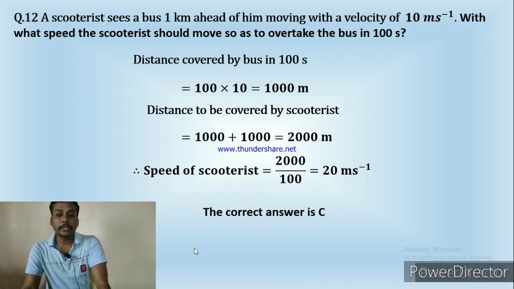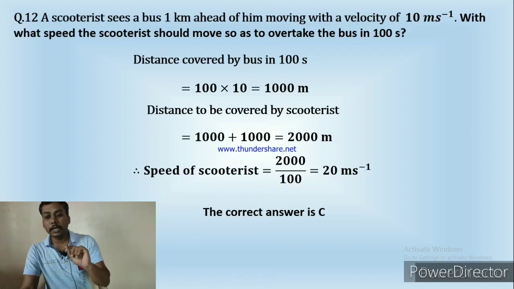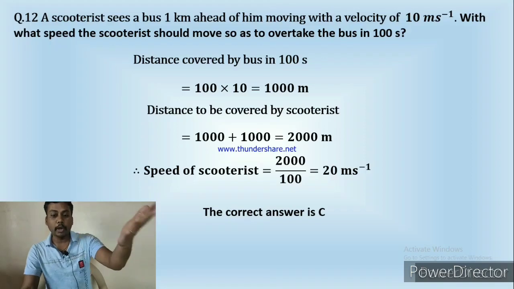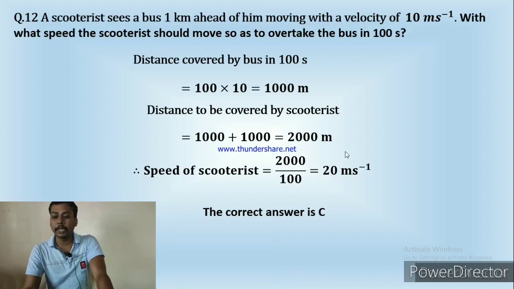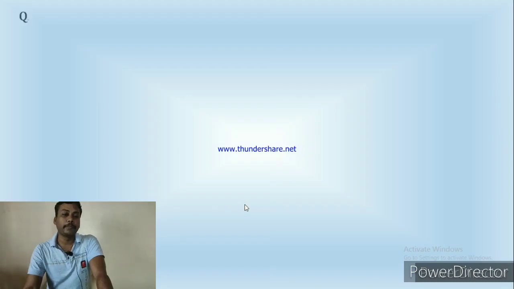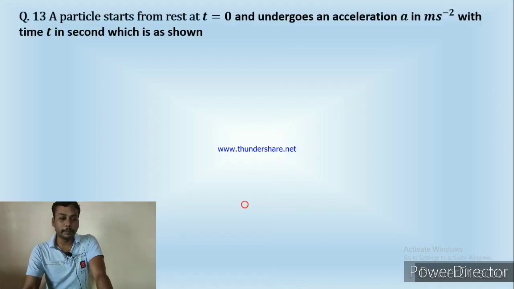Here the scooterist sees a bus 1 kilometer ahead, which means the distance between the bus and the scooter is 1000 meter, and in 100 seconds the distance covered by the bus is also 1000. So the bus is now 2000 meter ahead of the scooterist. So the scooterist should cover 2000 meter in 100 seconds. Distance upon time is equal to 20 meter per second, and the correct answer is C. Now next, question number 13.